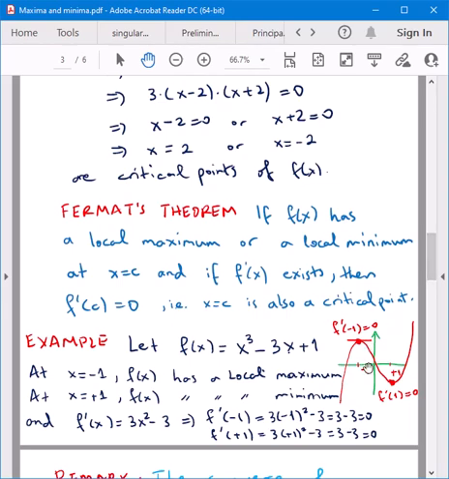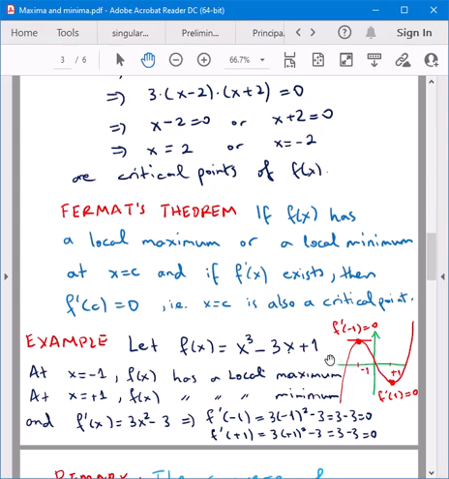Look at this picture here. There is a local maximum at minus 1, and there is a local minimum at plus 1. And look at the tangent lines. They are both horizontal, which means the derivatives are 0. So at these points, C equals minus 1 and C equals plus 1, let's say, the derivative is 0. And as you see, the derivative also exists, but minus 1 is a local maximum and plus 1 is a local minimum. So this is what Fermat's theorem says.